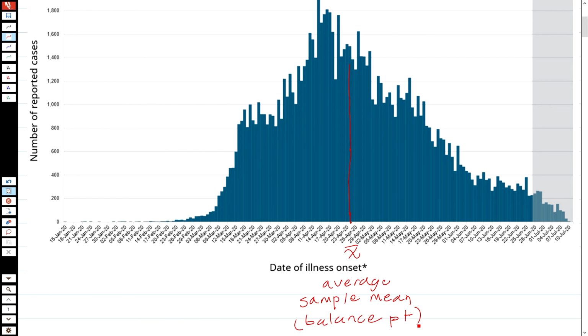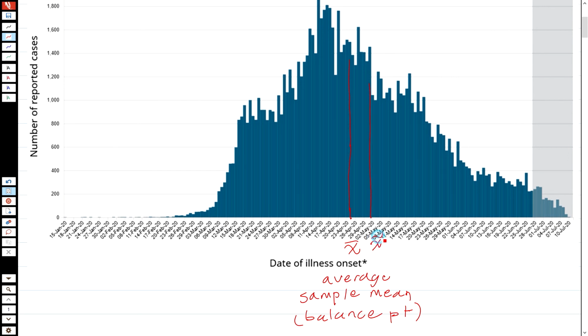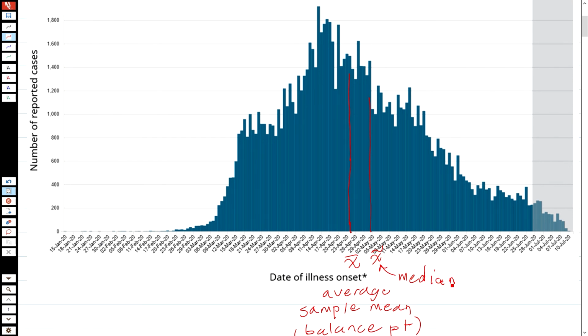If I cut that distribution out and balance it on my finger, that's where X bar would be. There are some other ways of measuring the nature of this information. There's another quantity, which will probably be about here, and we call this X tilde, and this is the median. This is the point that divides the distribution in half, so 50% of the observations are above it and 50% are below it. I would guess it's somewhere about where I've put it. So those are 2 measures of central tendency.